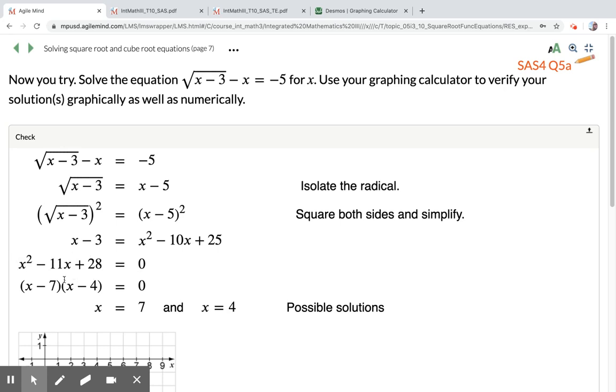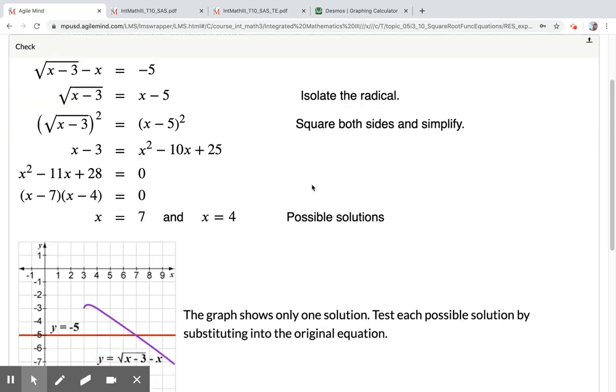You could use the quadratic formula to solve it, but personally, I like to factor whenever I can. So I factored it and got x minus 7 times x minus 4. So I got 2 solutions. Please plug them back into the original and double check.